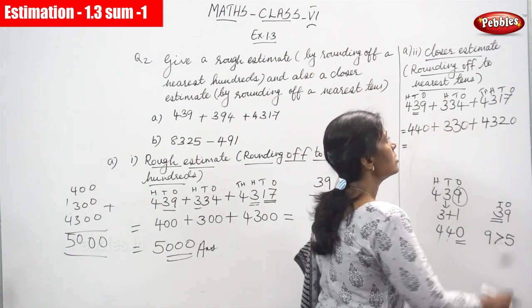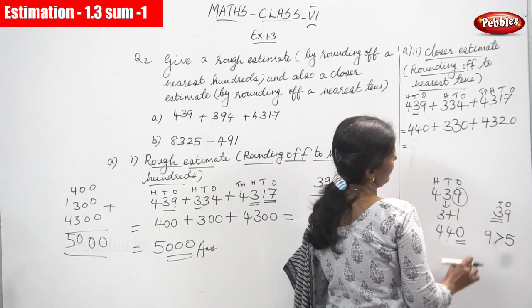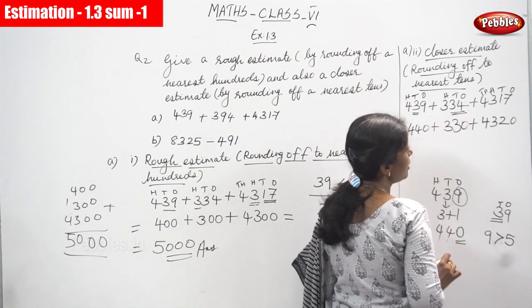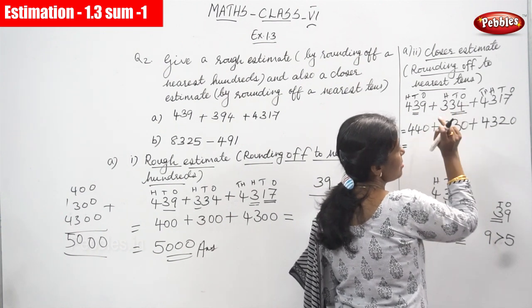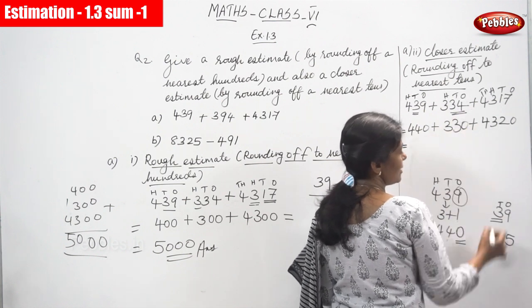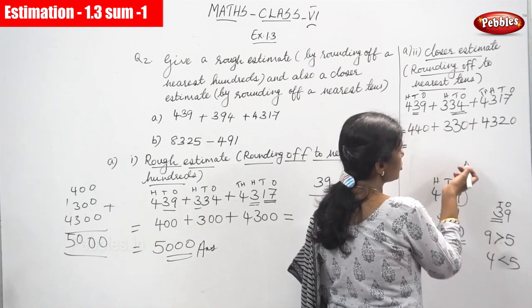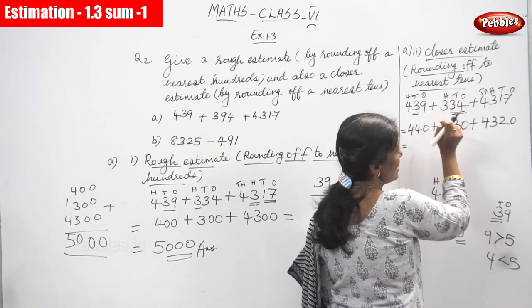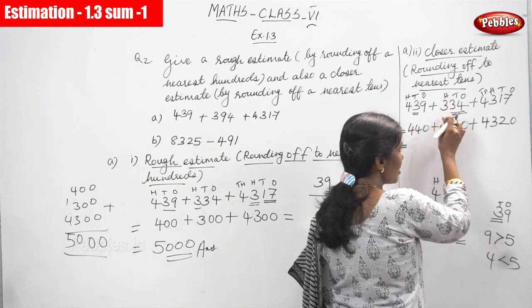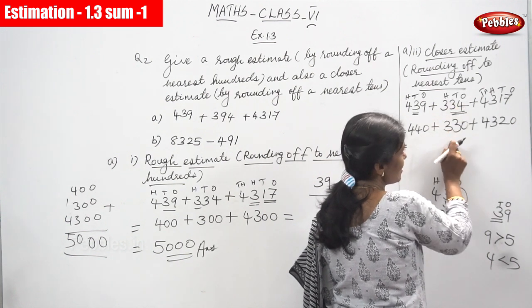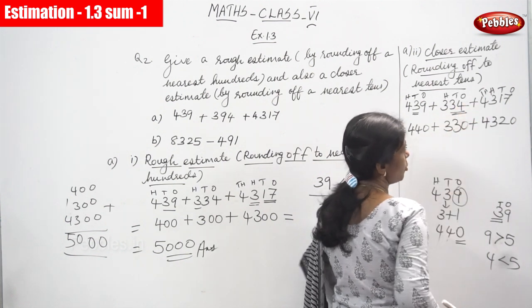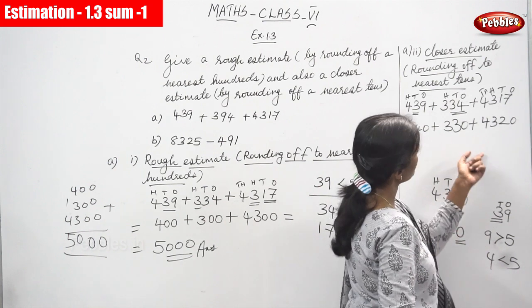334. So again it's the same rule we are applying. 3 in the hundreds place, 3 in the tens place and 4 in the ones place. 4 is what? Less than 5. So you should not add 1 to the tens place value. You write the hundreds place value 3 as it is and the tens place value 3 as it is, and the ones place value becomes 0. So the answer is 330. Next one is what?